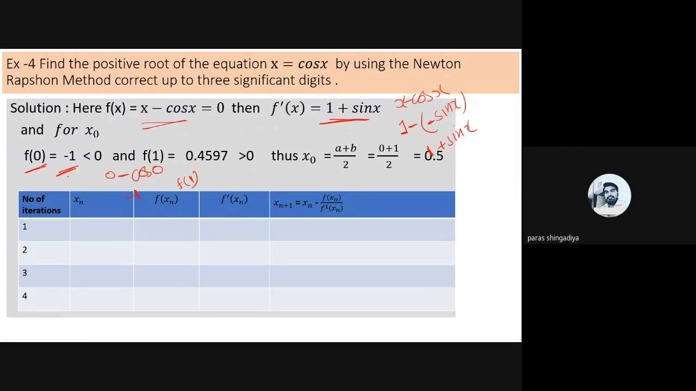So we can consider our root lies between 0 and 1, and now we consider x0. Use the average value, (a plus b) by 2, that is (0 plus 1) by 2, and that is 0.5. So we have x0 is equal to 0.5. Start with this value to find x1. Now check f(x0). So f(x0) means you find the answer of x minus cos x at 0.5. Check it in your calculator and reply in the chat box.